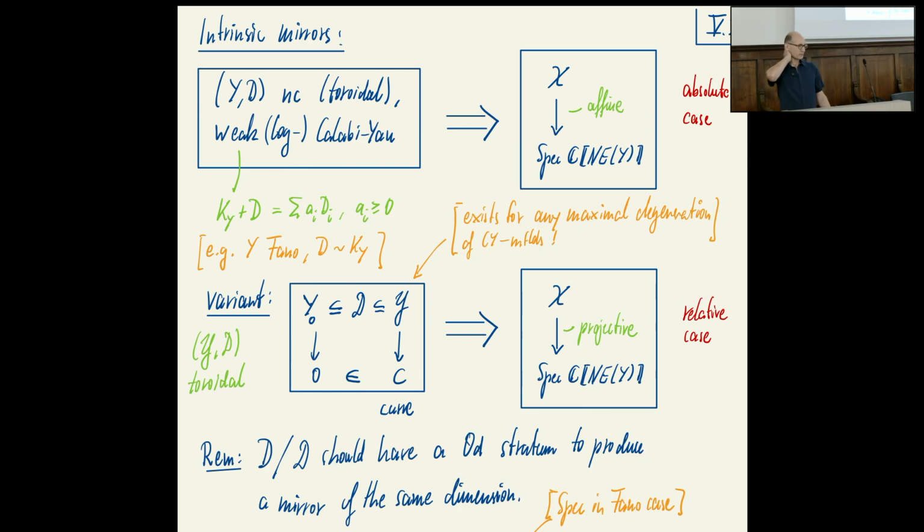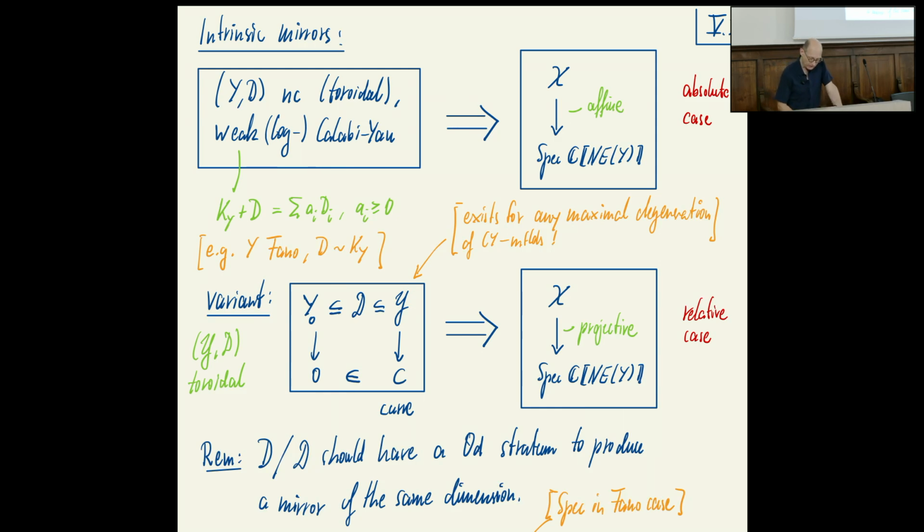And what you typically much more easily write down is something that would fulfill a slightly weaker condition, namely you get K_Y plus D is an effective divisor supported on D, so some sum of a_i D_i with a_i larger or equal 0. And that works. Obviously the nicest class would be you take a Fano and an anti-canonical divisor. Okay, normal crossings or toroidal.